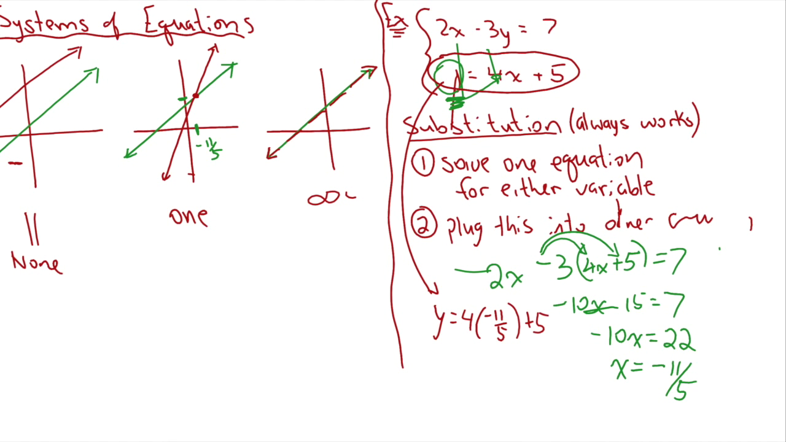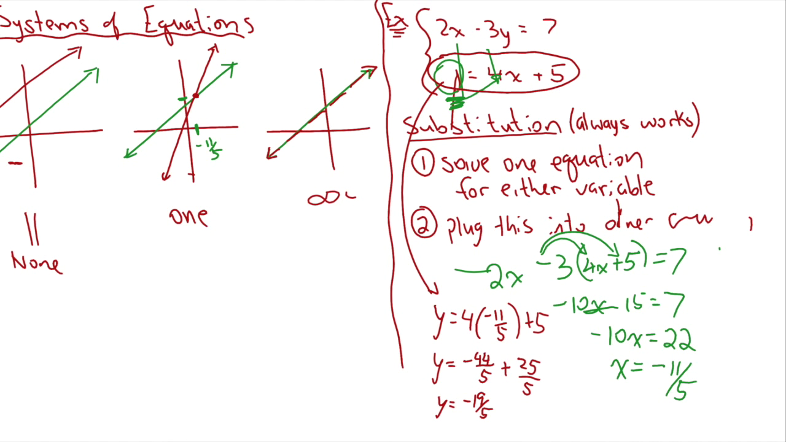Ugh, fractions. Horrible. This is y is equal to negative 44 fifths plus, what would you write 5 as, without a calculator, to get a common denominator? 25 over 5, because it has to equal 5. All right, so negative 44 plus 25 is negative 19. So this would be negative 19.